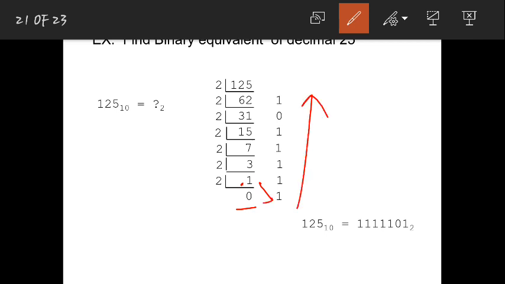See, you can also consider 0. If you consider 0, you will get 0 1 1 1 1 1 0 1. Is that fine? If you do not consider this 0 also fine, because as I said in the previous video, on the left side of the integer part, you need not consider zeros. They make no sense.